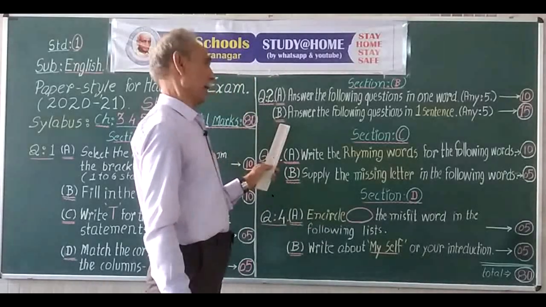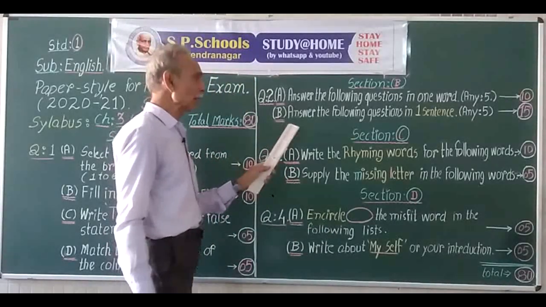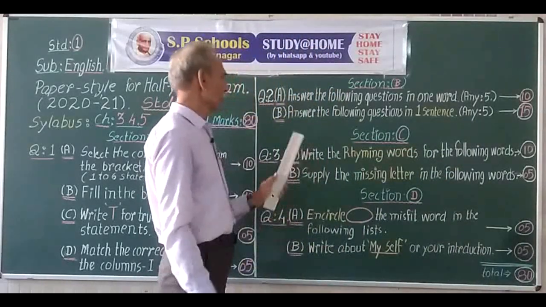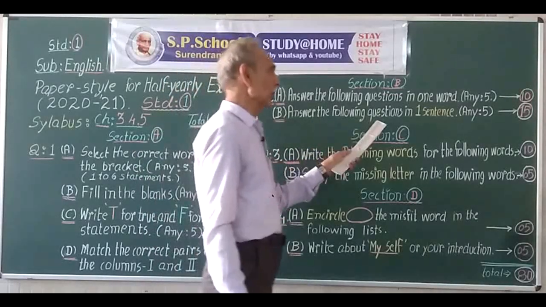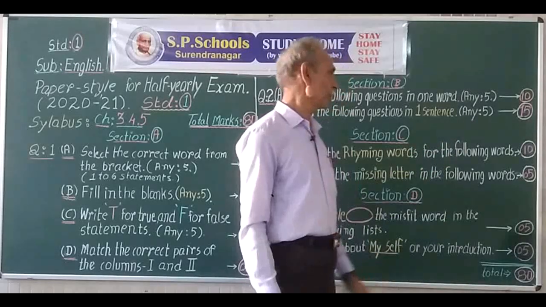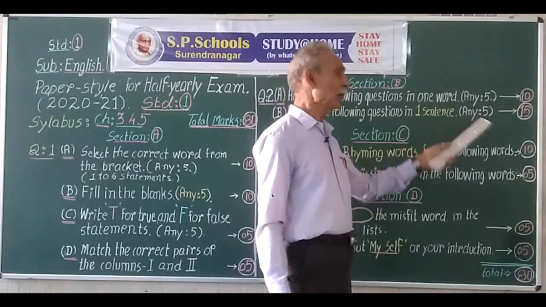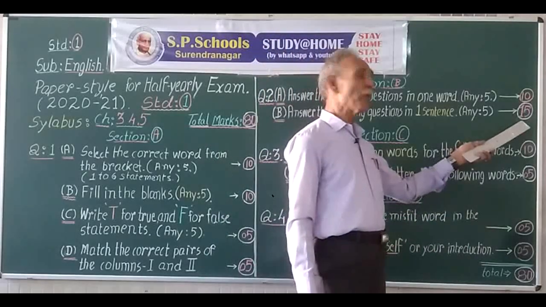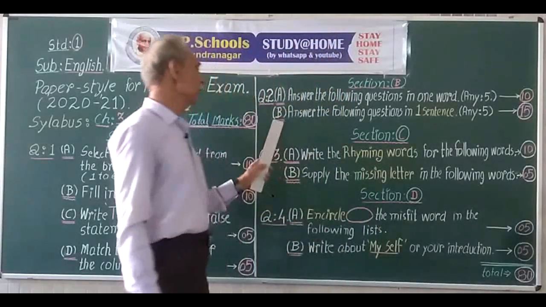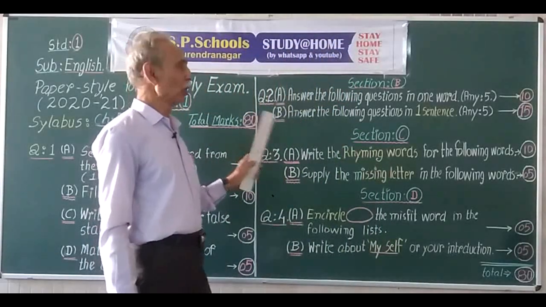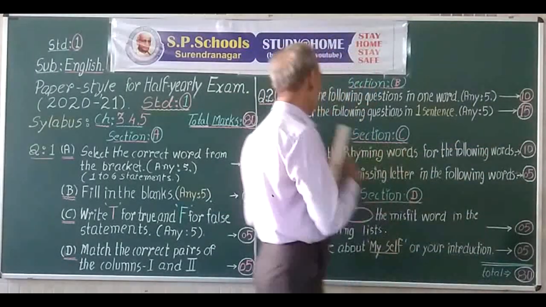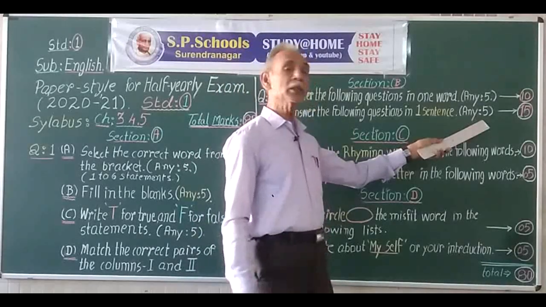Question 2B also comprises 6 questions, 1 to 6. Answer the following questions in 1 sentence each. Any 5 will give you 15 big marks. So mind it well, dear students. This is an important question to give you a lot of marks. One question carries 3 marks.